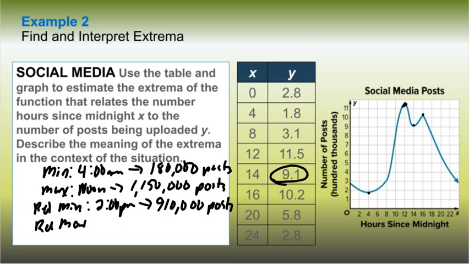And then we have this point here, which is a relative max. And that was 16 and 10.2. So 16 hours after midnight would be 4 p.m. And they would have 10.2, so that would be 1,020,000 posts.